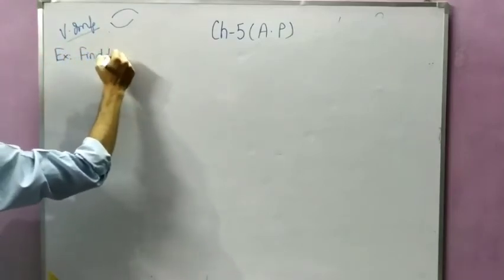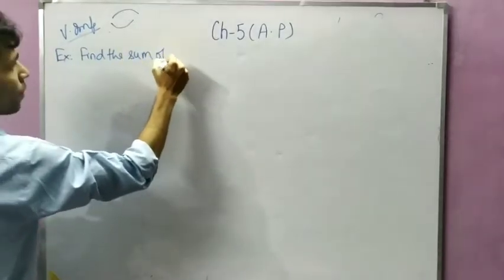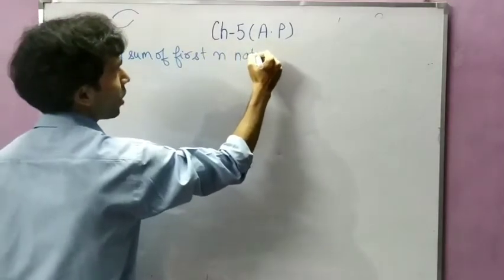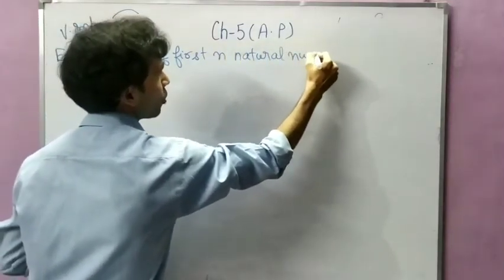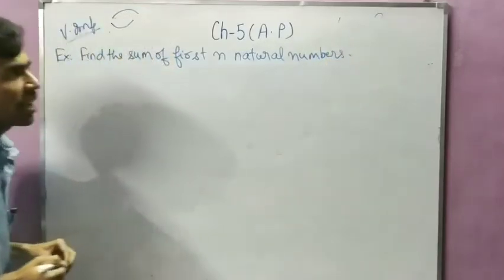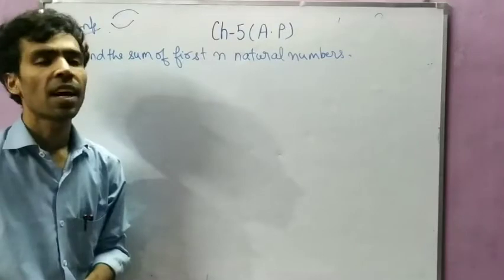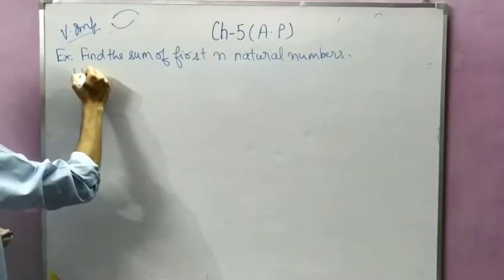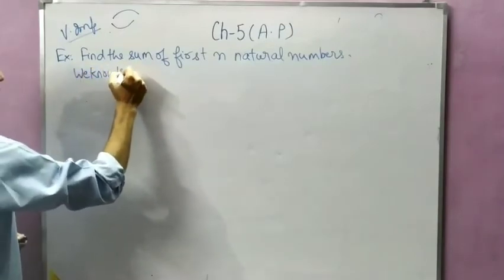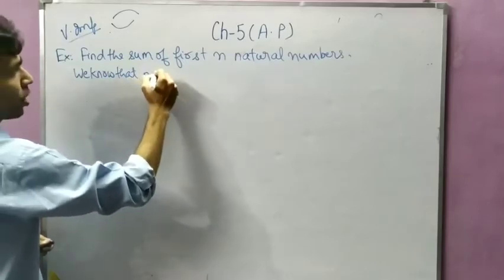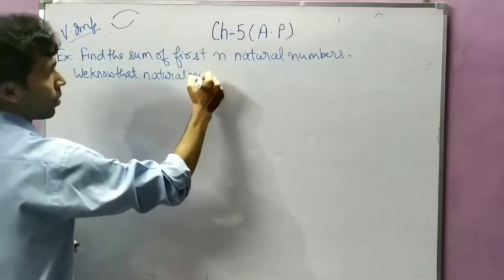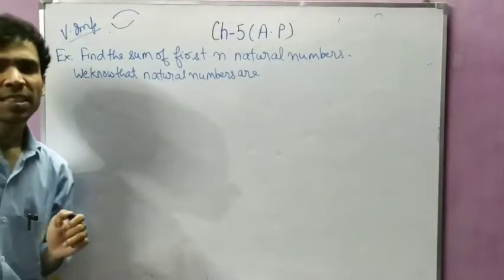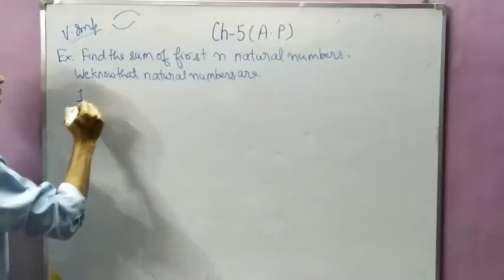Find the sum of first n natural numbers. First n natural numbers. In place of n there can be anything. Okay, so natural numbers start from 1. Natural numbers are also known as counting numbers.